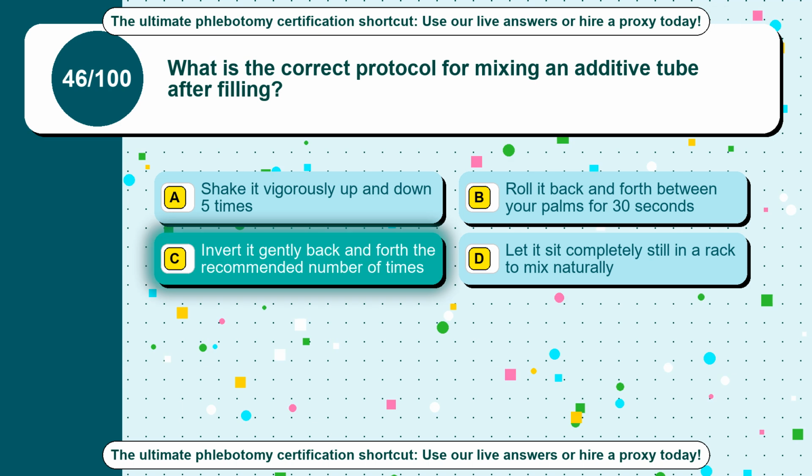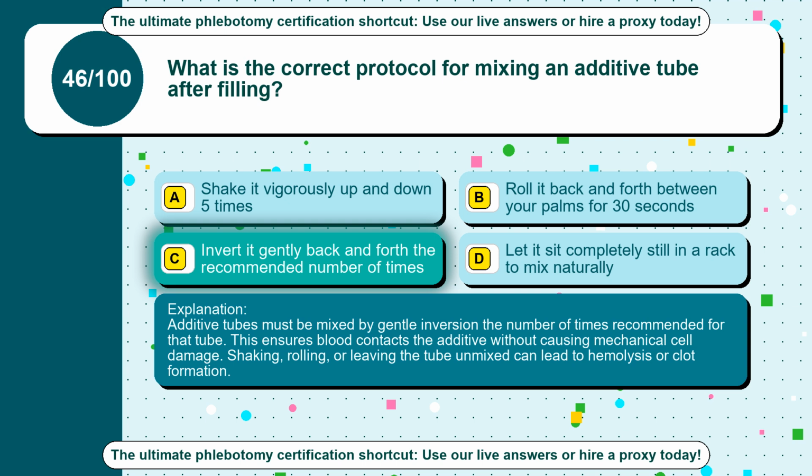The correct answer is option C. Invert it gently back and forth the recommended number of times. Additive tubes must be mixed by gentle inversion the number of times recommended for that tube. This ensures blood contacts the additive without causing mechanical cell damage. Shaking, rolling, or leaving the tube unmixed can lead to hemolysis or clot formation.